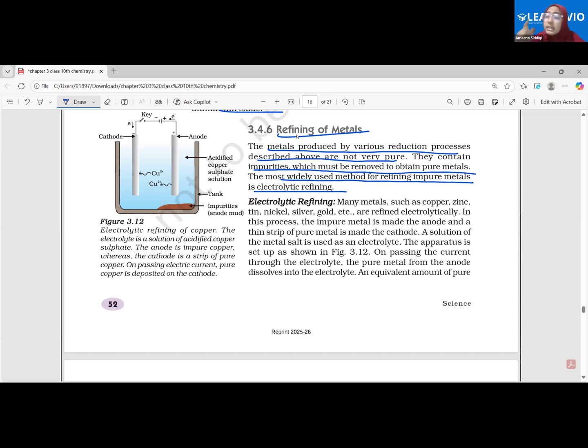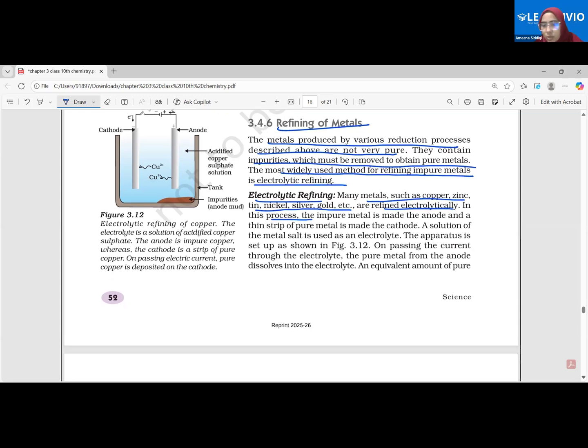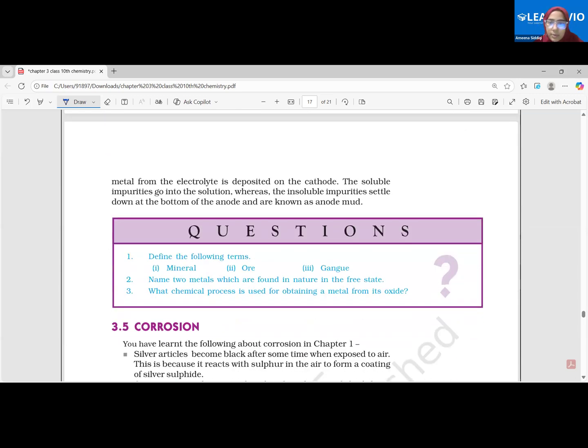Electrolytic refining. The method that we use for the most reactive metals for the extraction of metals from their ores was electrolytic reduction. Here, what are we doing? Electrolytic refining. In both the methods, we are using electrolysis, but the purpose is different, okay? Many metals such as copper, zinc, tin, nickel, silver, gold are refined electrolytically. I'll tell you all of this through the diagram, okay?